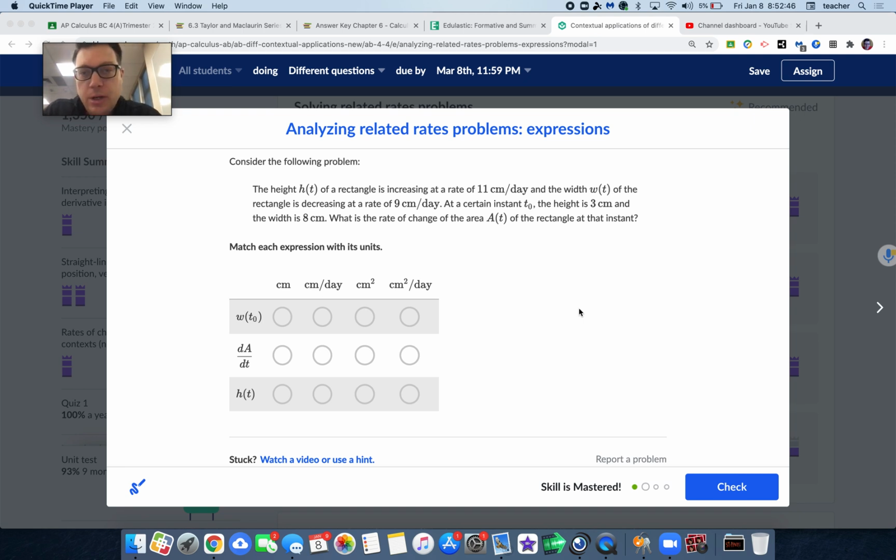Interpretations of derivatives. We're looking at one of the sections called Analyzing Related Rates Problems Expressions. Really, all we need to do here is just understand the sort of information that's being provided.